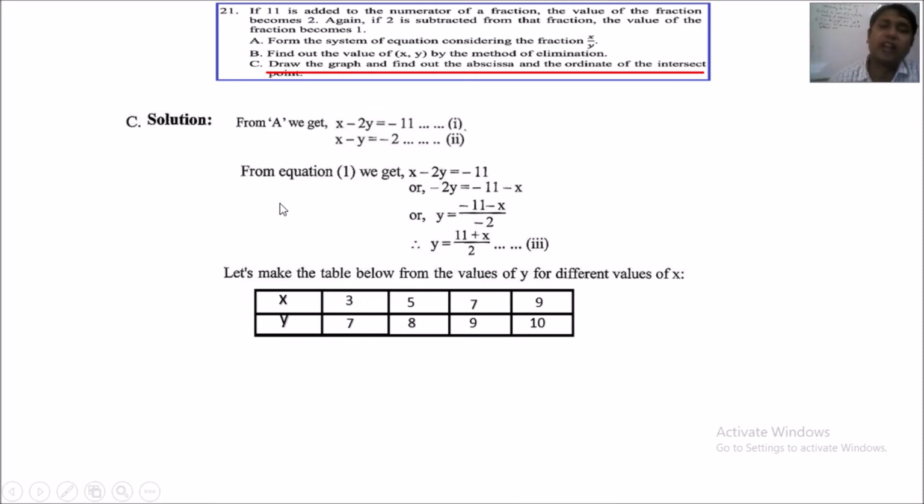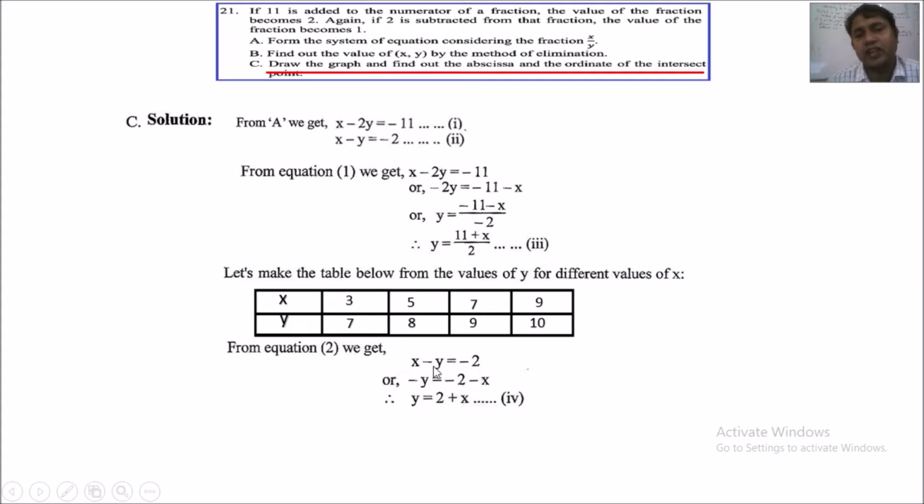Now from equation 2, this is equation number 2, x minus y equals minus 2. From that, minus y equals minus 2 minus x. So x is transferred to the right side. It was positive. When we send it to the right side, it will be negative. So y equals 2 plus x. Do you understand?